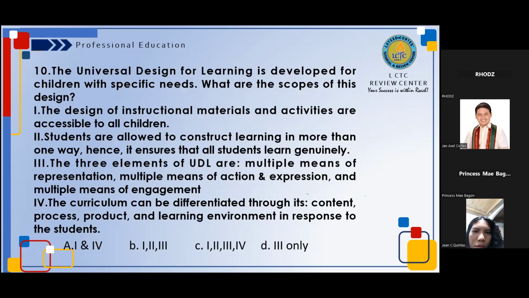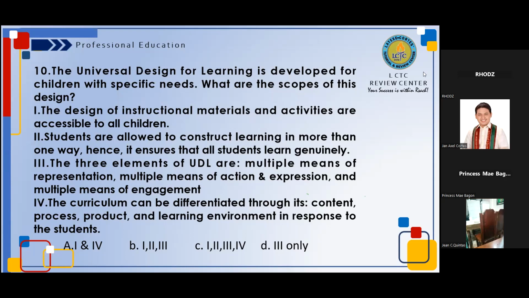Number 10. We're talking now about the universal design for learning, which is developed for children with specific needs. Among the scopes, what are the scopes of this design? Number 1, the design of instructional materials and activities are accessible to all children. Number 2, students are allowed to construct learning in more than one way. Hence, it ensures that all students learn genuinely.